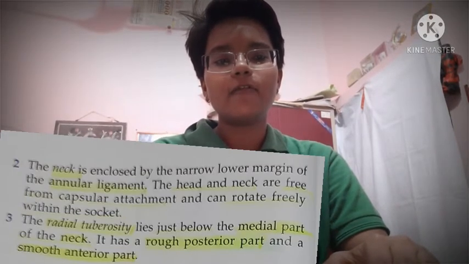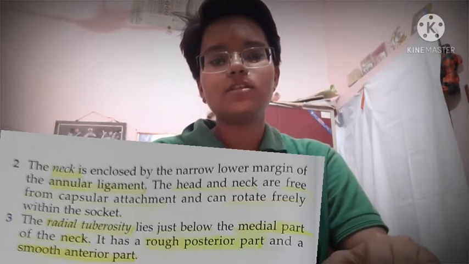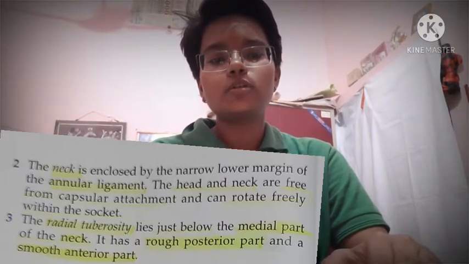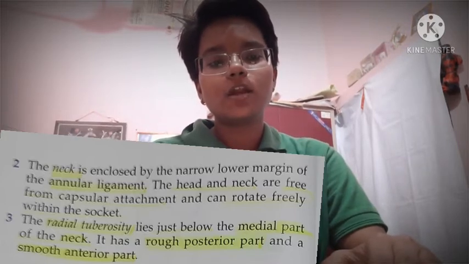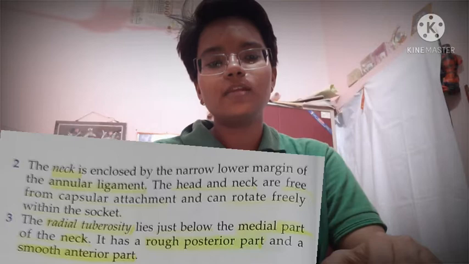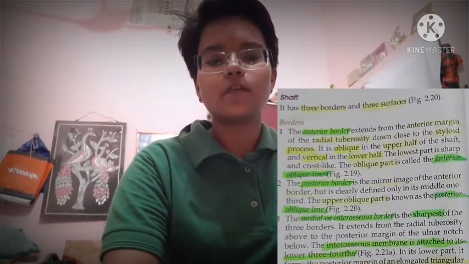The head and neck are free from capsular attachment and can rotate freely within the socket. The radial tuberosity lies just below the medial part of the neck. It has a rough posterior part and a smooth anterior part. Shaft: it has three borders and three surfaces.